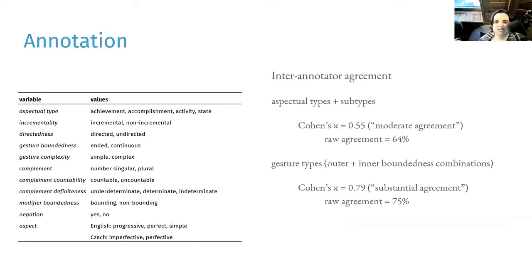The data were annotated in ELAN. Apart from aspectual features following from the simplified Croft model, we coded other potentially relevant features, for instance, sentence negation, number, countability and definiteness of the complement, and modifier boundedness. The inter-annotator agreement using Cohen's kappa scored 0.55 for the annotation of aspectual types, which corresponds to moderate agreement, and 0.79 for the annotation of gesture types, which corresponds to a substantial agreement.